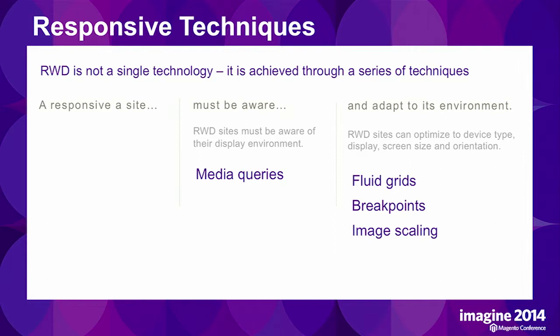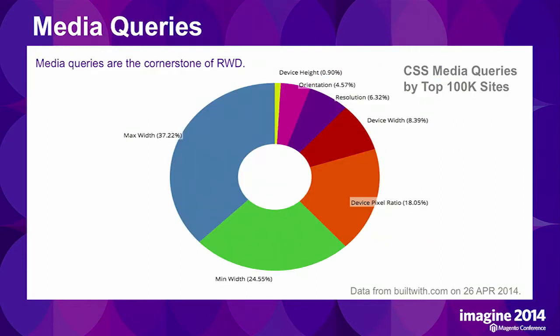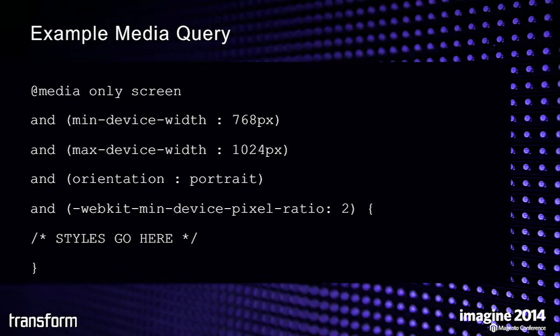And some of the fundamentals that cause that are fluid grids, breakpoints, and image scaling. And I'm just going to blow through these really quickly for the basics. Now, this is from builtwith.com, and it shows you some of the common media queries that are happening today. There's no one hard and fast rule to determine what type of device you're looking at. So different designers will use different combinations of these. You'll see maximum width, minimum width, device pixel ratio. It's a combination of these that they use to determine the environment.